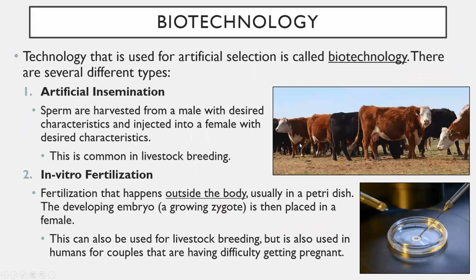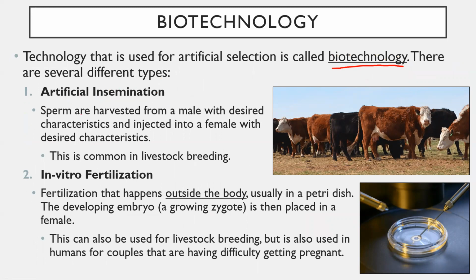All right, biotechnology, we're almost done here. So technology that is used for artificial selection, so humans selecting certain traits, is actually called biotechnology. Pretty simple name, biotechnology, living technology, right? There are several different types that we have to look at. You might be familiar with some of these. You've probably heard of some of these before.